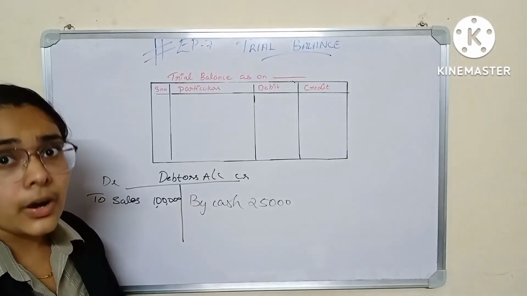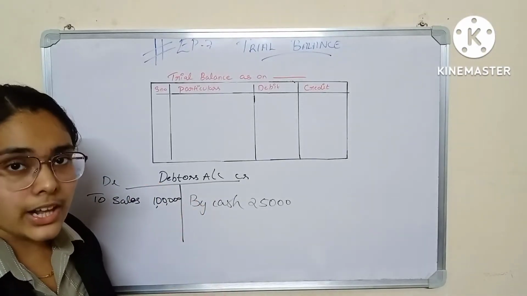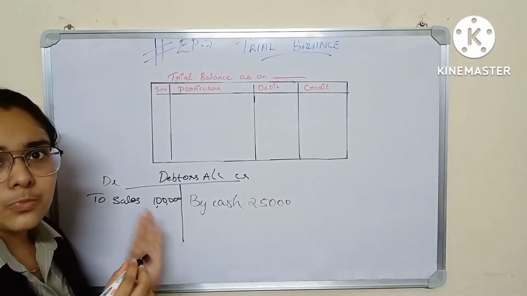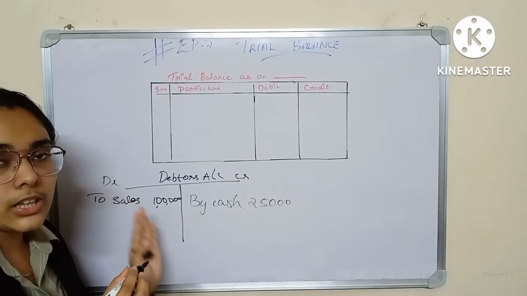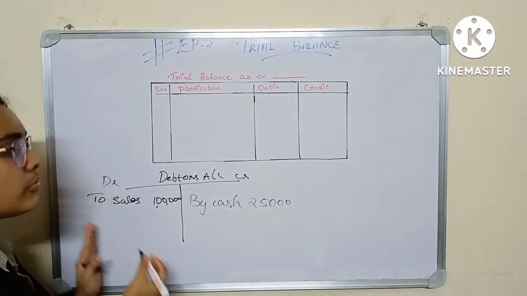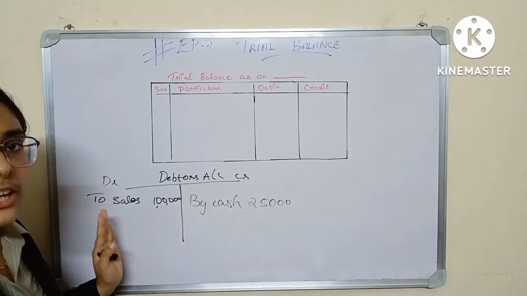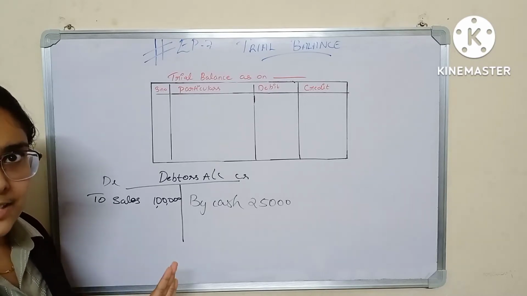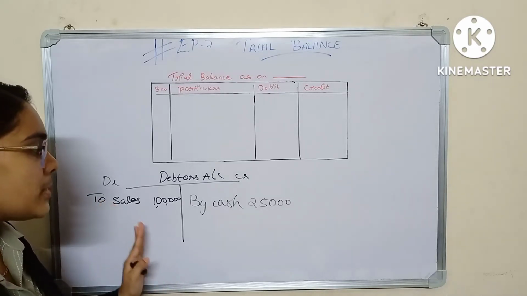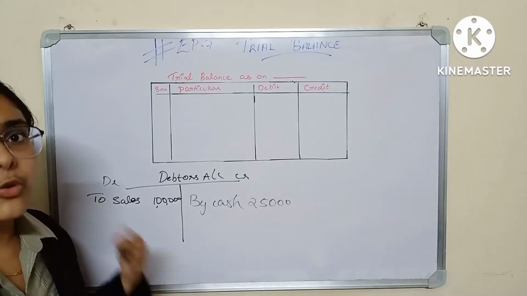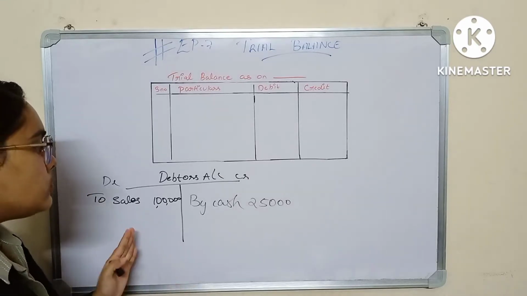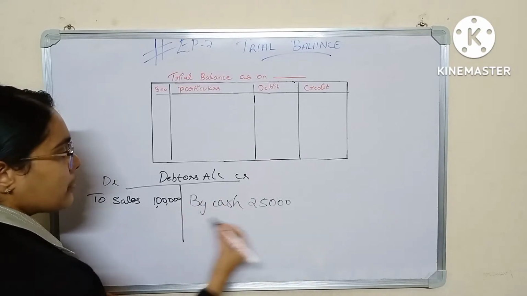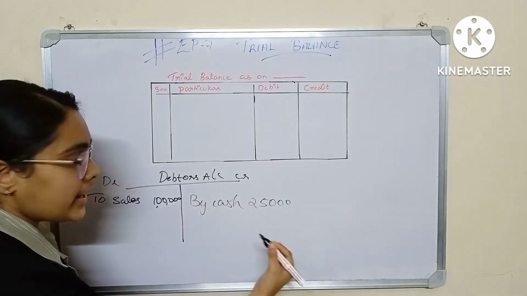So always remember, for every asset, let it be anything, the opening balance will appear on the debit side only. The debit side will be greater. Always, for every asset, this is going to be the same. So you can see it clearly. Now the closing balance will appear on the credit side, right?